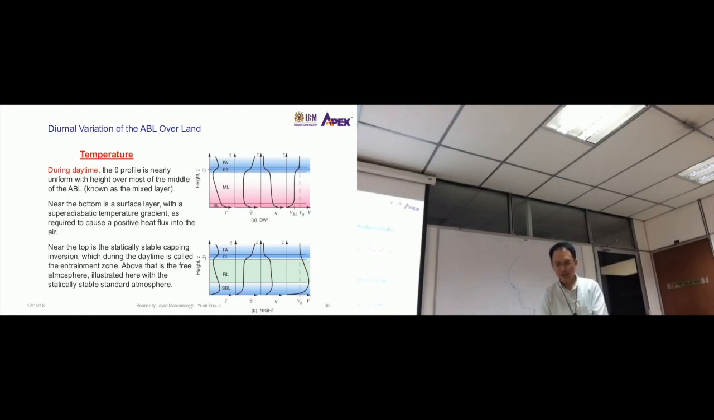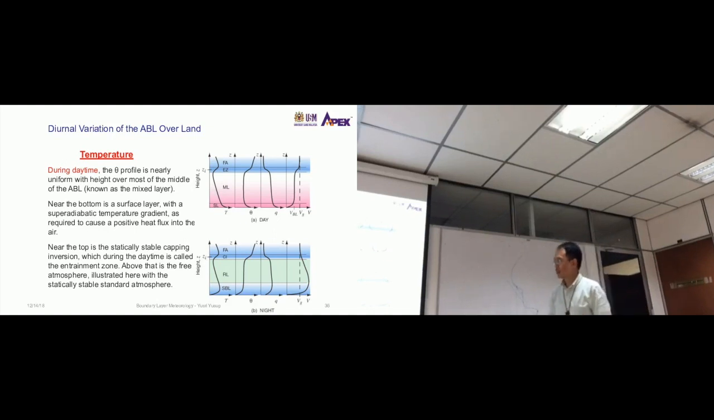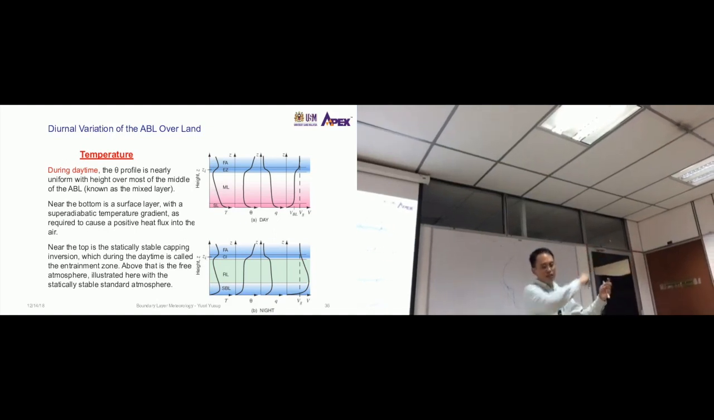Super adiabatic means the temperature profile is very unstable. The temperature at the ground is hot, while the temperature above is a lot colder, so the gradient is very large. Super adiabatic, as required to cause a positive heat flux. So when the temperature gradient is very large, when the slope is very large like this, then there's a lot of heat flux being removed from the ground, and that means that there's a lot of mixing.